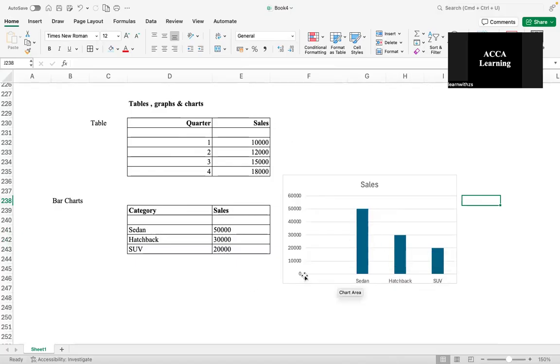sales. Now, this particular horizontal line is your x-axis, and your x-axis is indicating what? Your category. And you have your y-axis, which is not shown here, but it's a vertical line where all of these sales numbers lie. And so that is called your sales line.